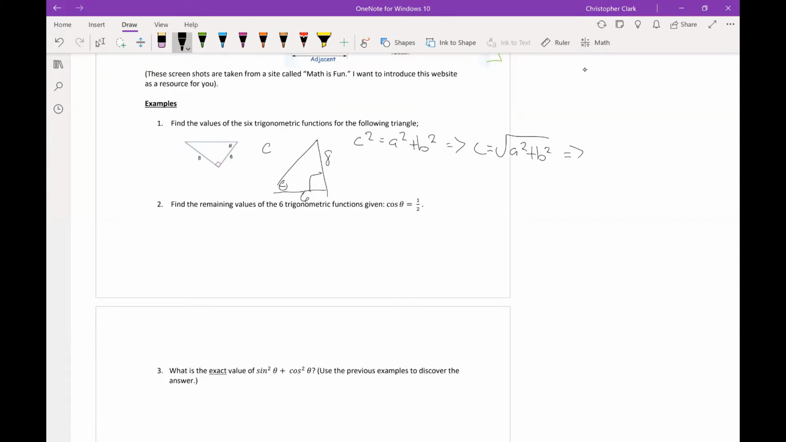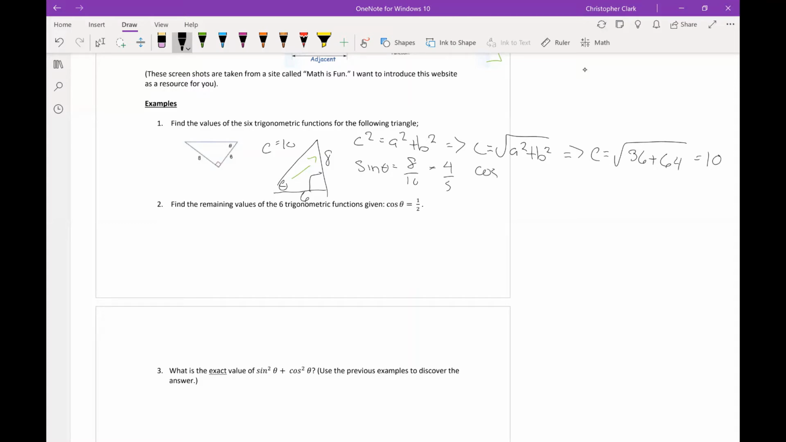We'll go ahead and plug in our numbers and get that c is equal to the square root of 36 plus 64. That turns out to be a pretty nice number, and this is 10, right? Because 36 plus 64 is 100, square root of 100 is 10. So c is equal to 10. If we know that sine theta is equal to the opposite over hypotenuse, well, the opposite is this 8 right here. So this is 8 over 10, which we could simplify to 4/5.